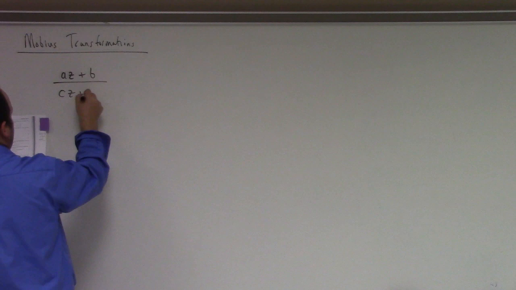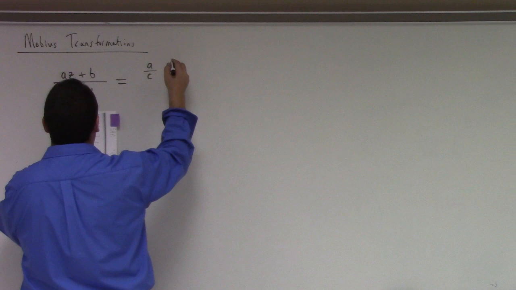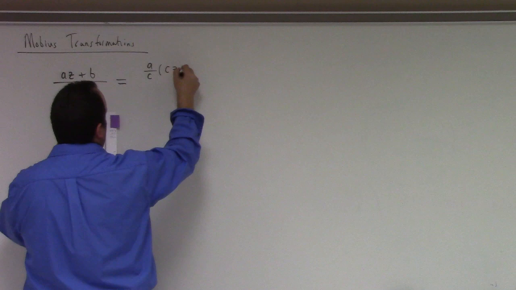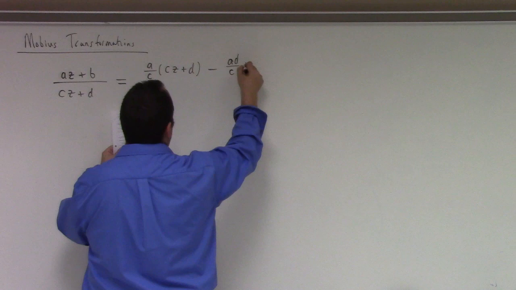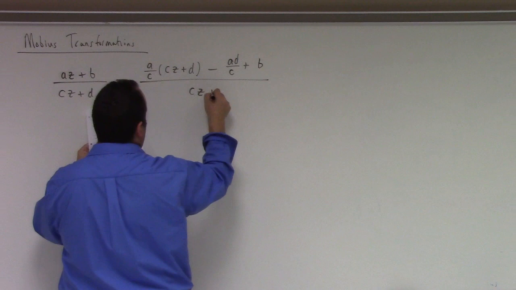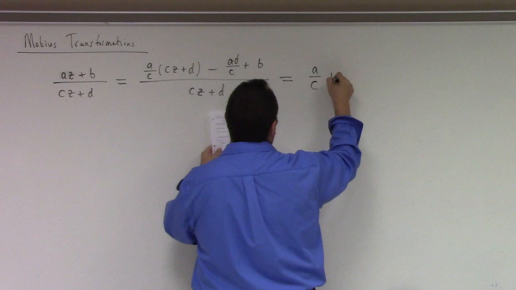If we look at this, this is equal to a over c. So assume c is non-zero, all right? So assuming c is non-zero, a over c times (cz plus d) minus ad over c plus b, all divided by cz plus d, which is equal to a over c plus (b minus ad over c), all divided by cz plus d.